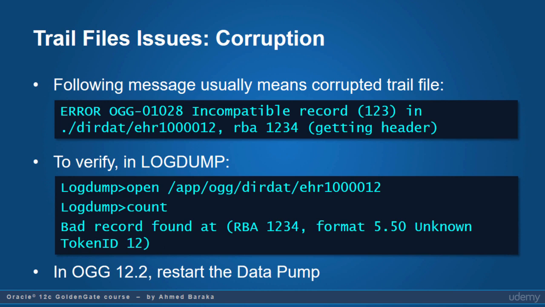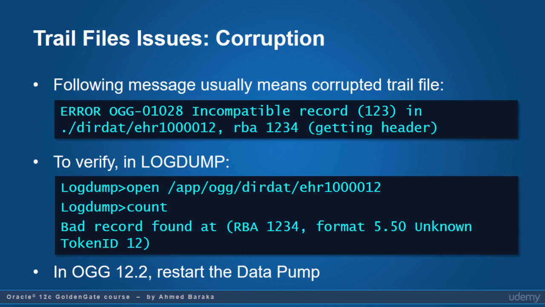If you see the error OGG-01028 in the log file, then most likely you have a corrupted trail file. To verify that you are in a corrupted trail file case, open the trail file using the logdump utility. Go to the first record in it, then issue the count command. The command will scan the file all the way up to the end of it. If it reports a bad record found message, it is an indication that you are in a corrupted file problem.